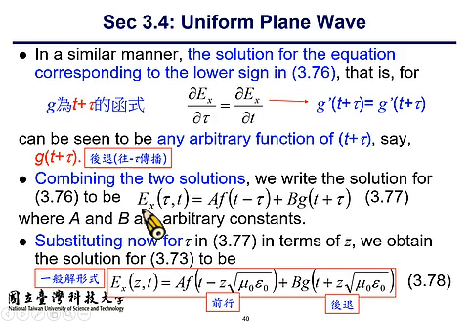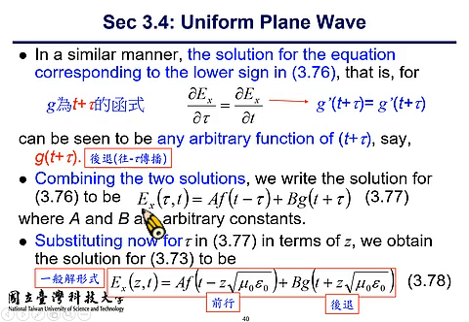Well, you should notice that for the F function, its variable is t minus z times square root of mu times epsilon. And for the G function, it is t plus z times square root of mu times epsilon. And you should have a question: what is the difference between the two variables? What is the difference in the significance of the two variables? One is t minus tau, and the other is t plus tau.